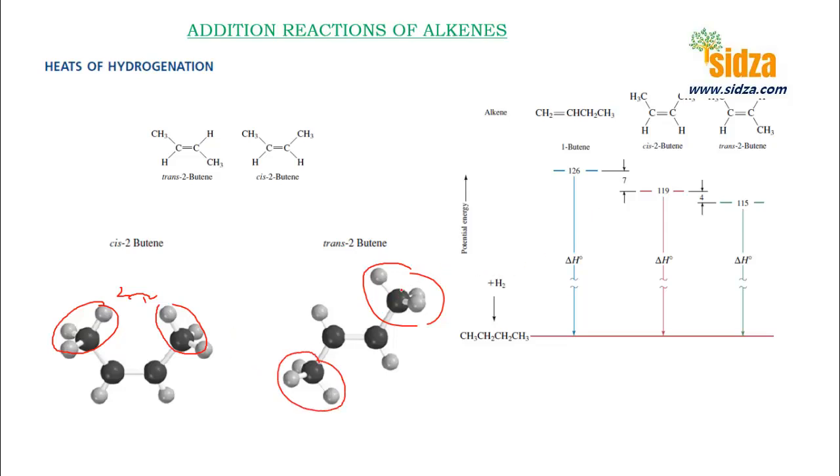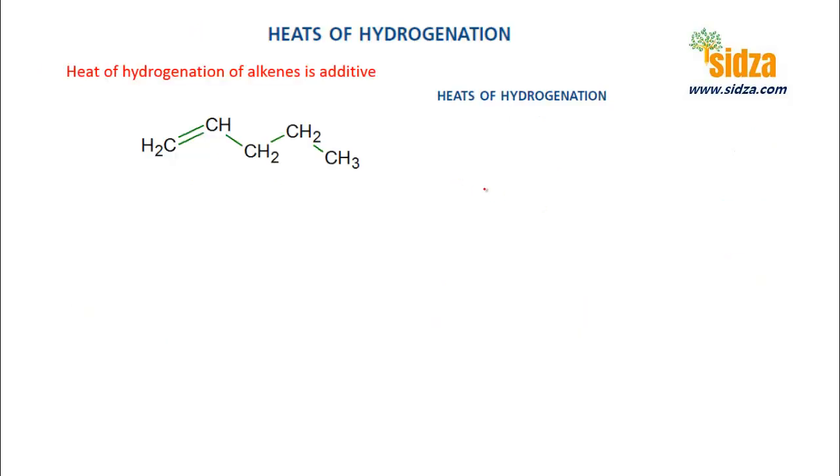That means the trans is more stable, therefore the heat of hydrogenation for trans-2-butene is lesser than cis-2-butene. Now, the heat of hydrogenation of alkenes is additive in nature. Suppose you have one double bond in this particular molecule, the heat of hydrogenation is around 30 kilocalories.